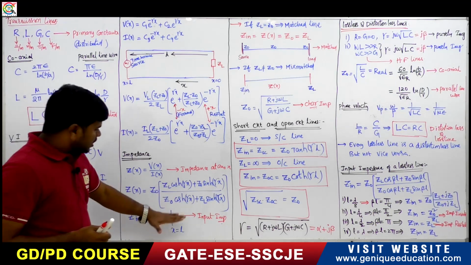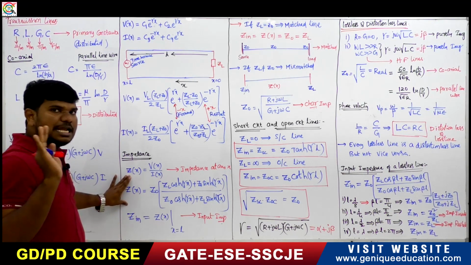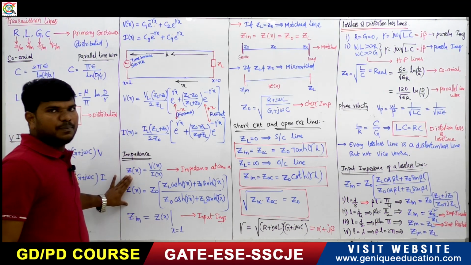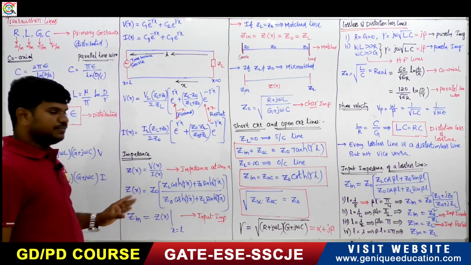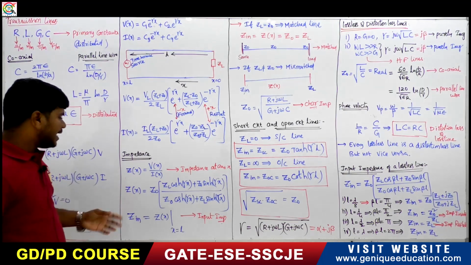Okay, so this is Z of x. Z of x means it is the impedance on the line at any point. So you can get the impedance at any point on the line. So this is the generalized expression for the line impedance.